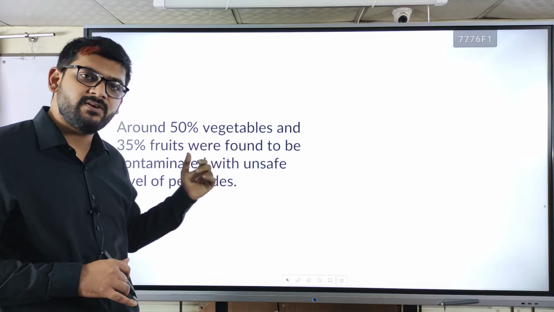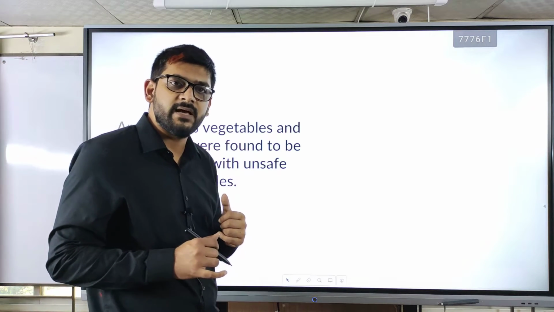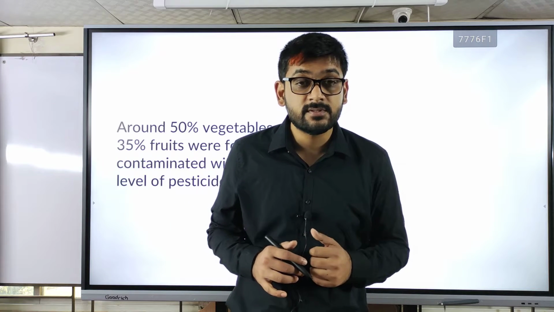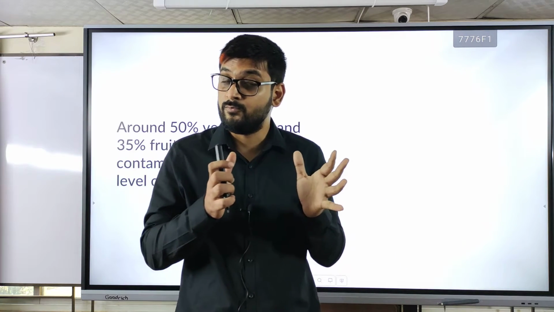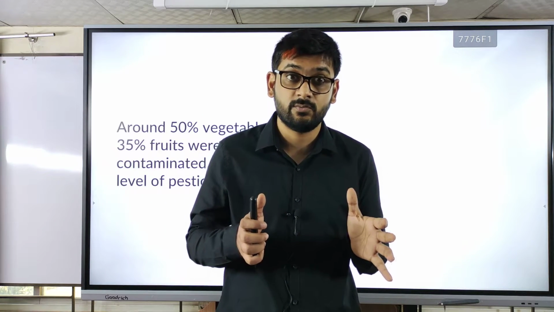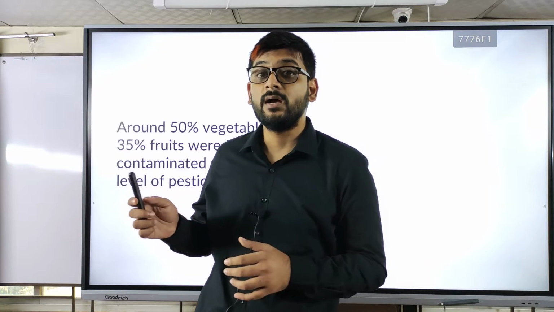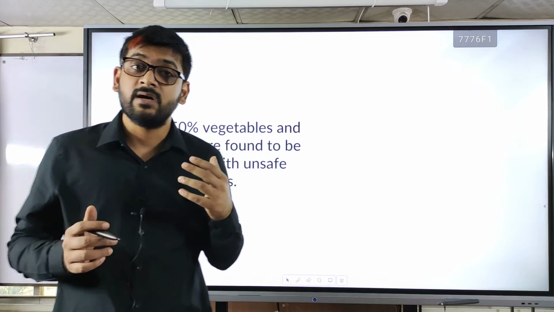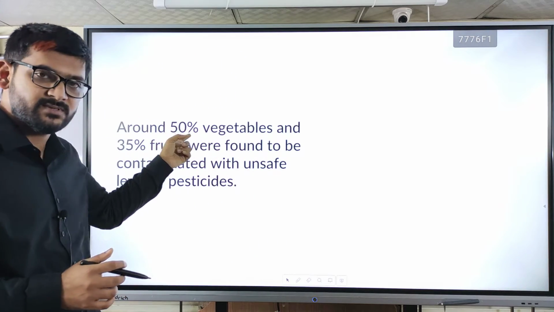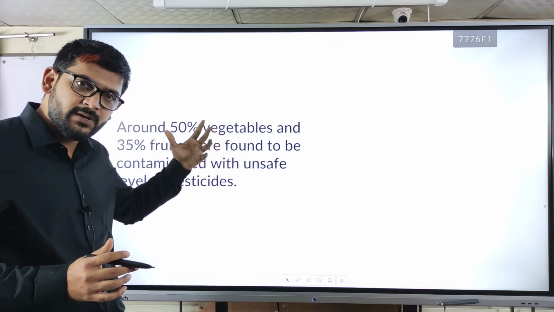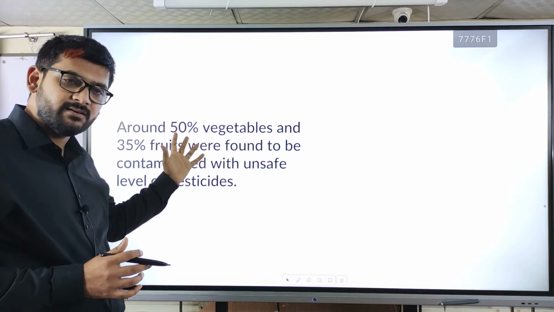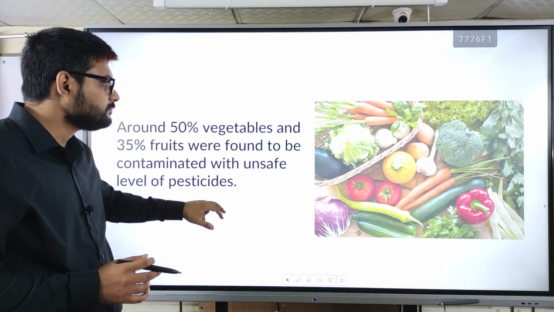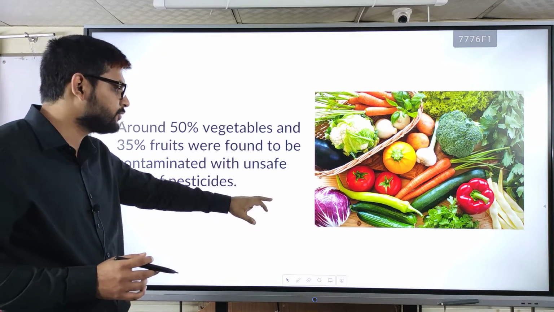This is a repetition of the previous slide. In the previous slide we saw that around half of the vegetables and more than a quarter of fruits were being contaminated with pesticide. Here we are seeing exact numbers. There they said around half, here we can see 50%. The same speech in a different phrasing. Okay. So the fruits have been contaminated, the vegetables have been contaminated.